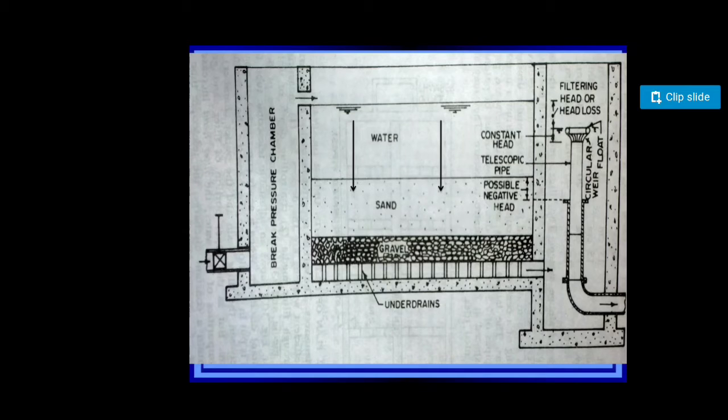So what is actually happening is that along with the filtration process, the biological treatment of the organic material is also taking place. This is the advantage of the slow sand filter. Also, when you are providing a head and retaining that head over the filter media, there would obviously be a head loss.